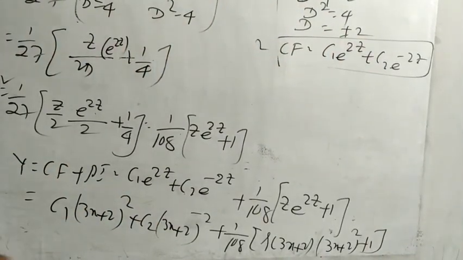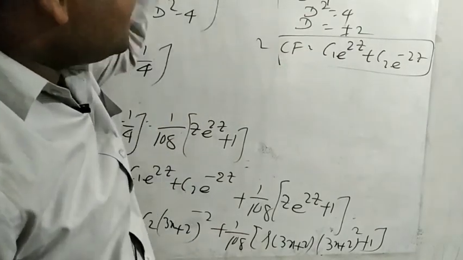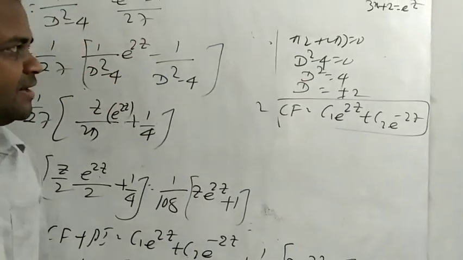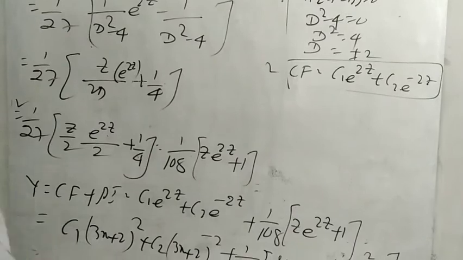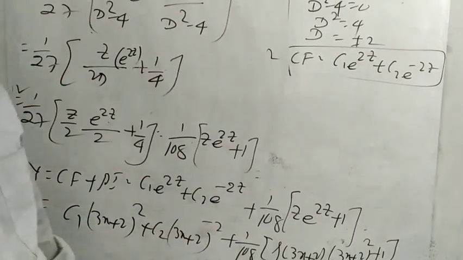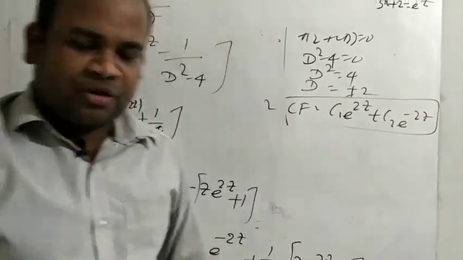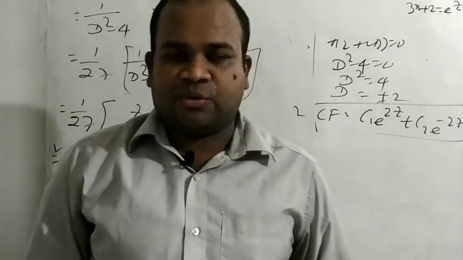Okay, so in this way you will solve the Legendre differential equation by converting it to linear, and thereafter you will find the CF and PI. Okay, so thank you. In this way you will solve the various types of problems based upon the Legendre differential equation. Thank you.